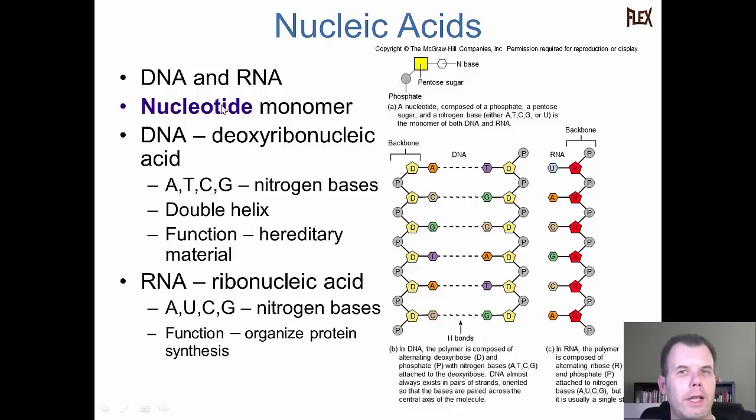Nucleic acids are DNA and RNA. We're going to talk more about this in chapter 9, and we have a nucleotide. A nucleotide consists of a phosphate, a sugar, and a base. Okay, and so that's the basic structure of the nucleotide. We have DNA, which is deoxyribonucleic acid, and again, the bases are A, T, C, and G. It forms a double helix, and it functions in hereditary material. It stores the blueprint of what to make in the cells.